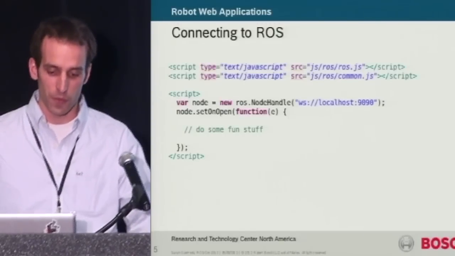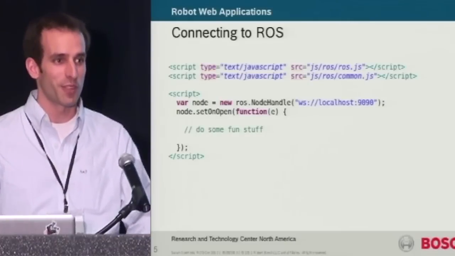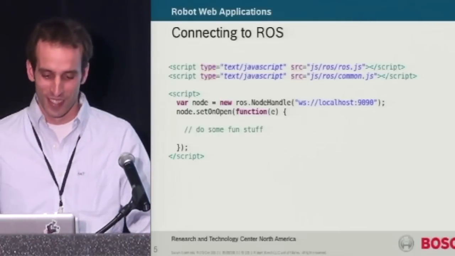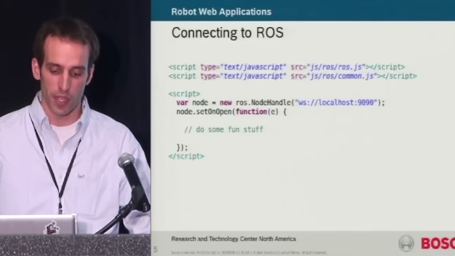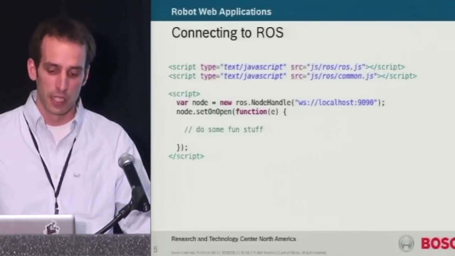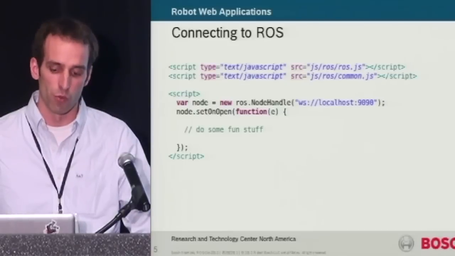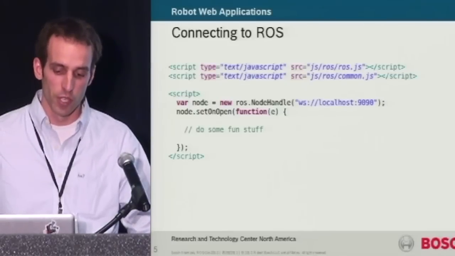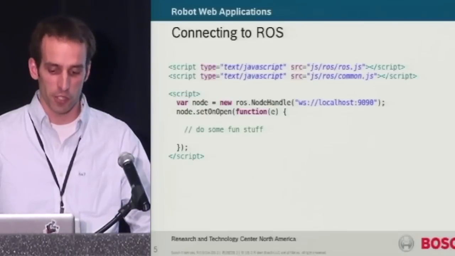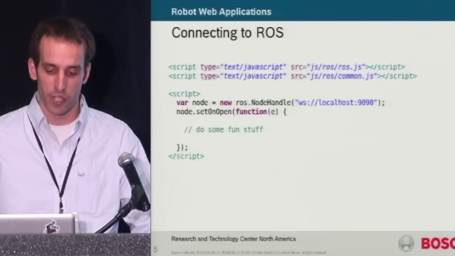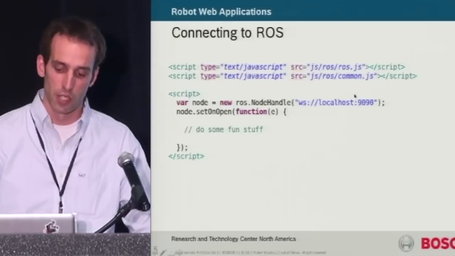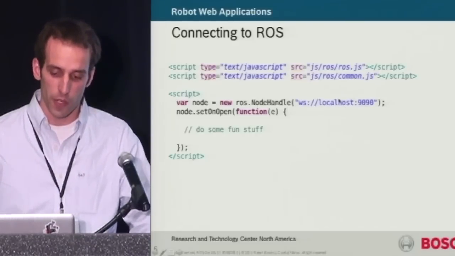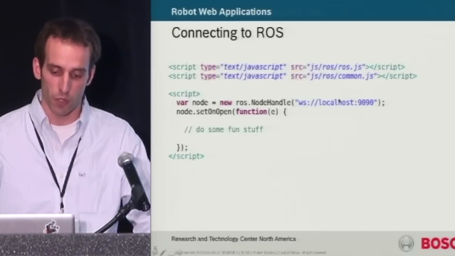So this assumes a little bit that you've seen a web page. Here's a very simple script in JavaScript that would be embedded into a website that actually creates a connection to ROS. And it's really just one line of code, right? So you create a new node. That node connects, in this case, to localhost, where there's a web ROS bridge running.